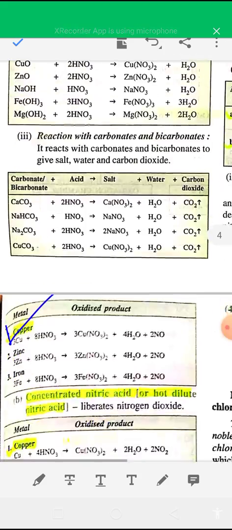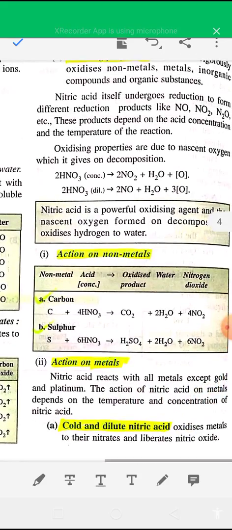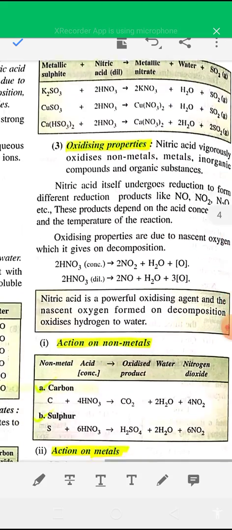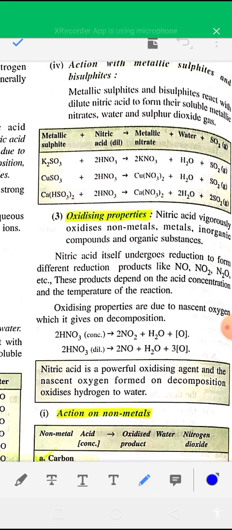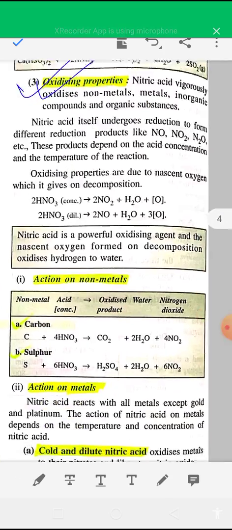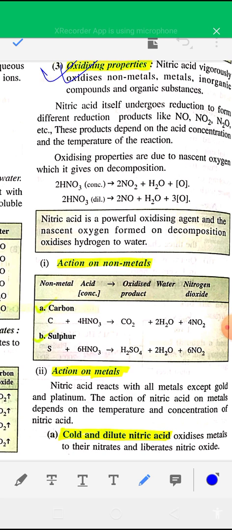Next is action of nitric acid on non-metals. This is the oxidizing property of nitric acid. Nitric acid is a strong oxidizing agent. It can oxidize some non-metals like carbon and sulfur.